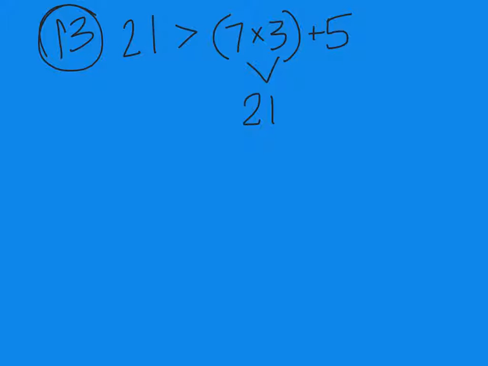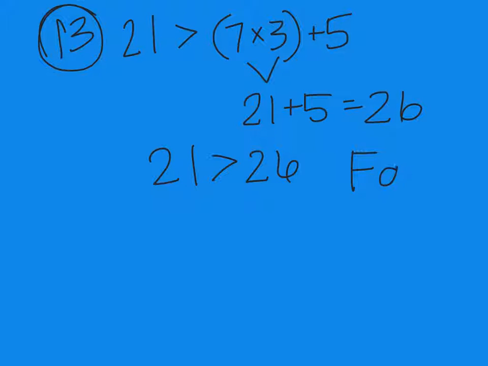Kind of a messy one I drew there. Number 13, we have 21 is greater than 7 times 3, which is in parentheses, plus 5. What we need to do is determine, is this true or false? So, first of all, we need to solve this side doing our order of operations. 7 times 3 is 21. So I can already tell this is probably going to be false. 21 plus 5 is 26. So what we're saying here is that their number sentence says 21 is greater than 26. We know that to be false, so you just need to write the word false on the line for number 13.